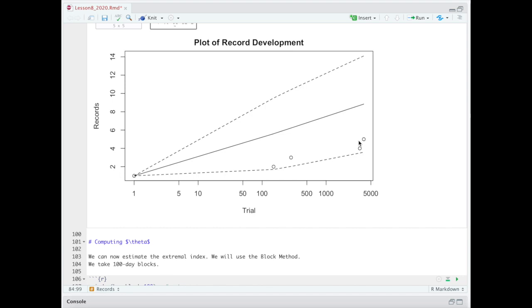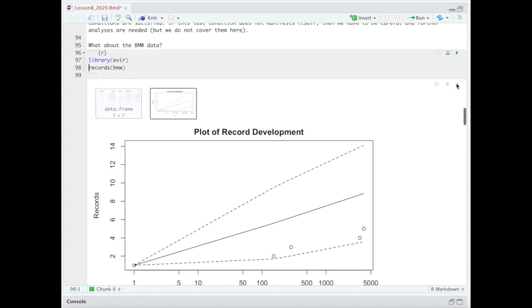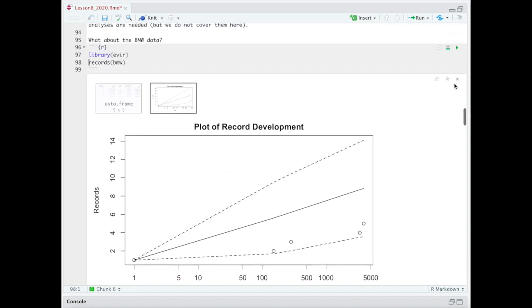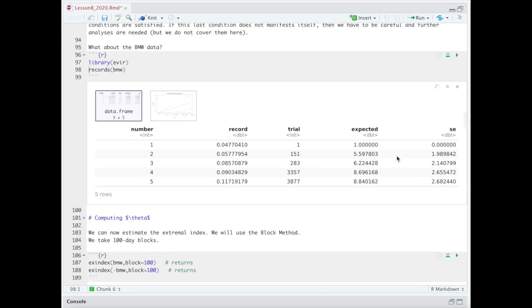How? For example, using the block method. If you want to generate this type of plot within the evir library, you can use the function records. Okay, so you can do this. You find similar functions also in other packages like iid or fExtremes. But the one in the evir package is very simple. What you see is that it also shows you the records, the expected number, and so on, which is the typical way in which records are studied. If you want, again, I refer you to the book by Embrechts and friends.